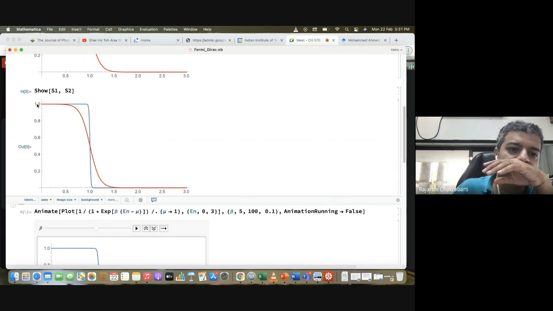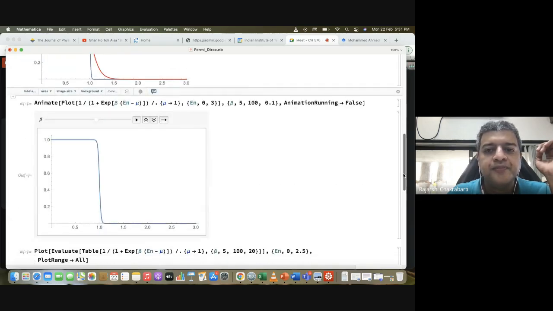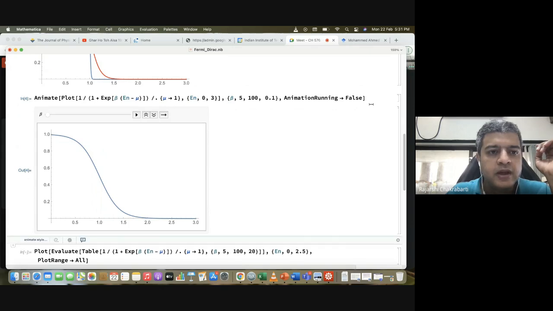So I can think that this is like your valence band, and this is your conduction band. But as the temperature increases, your Fermi function leaks into the conduction band. This is very qualitative, of course. You can create an animation like this, where I just change the temperature. Beta is 1 over temperature, so beta small means high temperature, and beta large means low temperature.